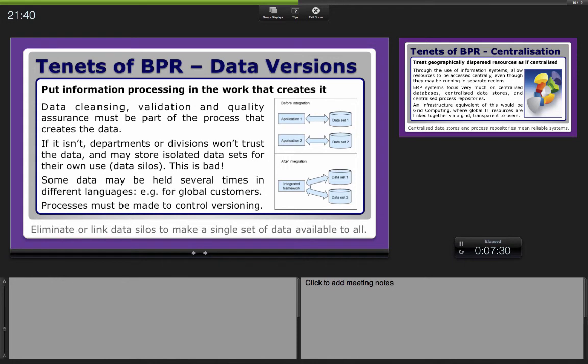Tenets of BPR. Data versioning. It's important that we centralise data, it's cleansed so that there are no missing records, and that it's been given through the full quality assurance process. We don't want data silos. If we have data stored in more than one place, and sometimes it may be in different languages for the same bits of data, then you can lead to duplication of data, and then people won't trust it as being authoritative. And we must also implement data versioning.